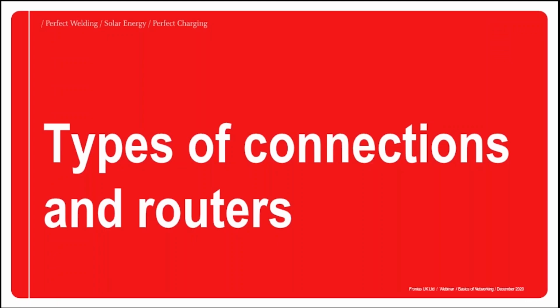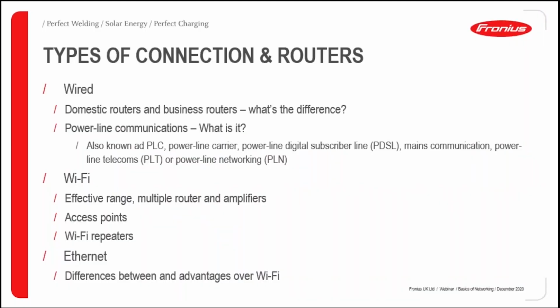Great, thanks, David. Okay, so good morning, everyone. And as we said, we're going to start by taking a look at some types of connections and routers. So we'll take a look at wired and domestic and business routers and what the difference between them is. And we'll take a look at the power line communications and the basics of what that is as well. And then we'll also move on to Wi-Fi and its effective range, the benefits of multiple routers and amplifiers. And as you can see there, we'll also look at Wi-Fi repeaters and Ethernet and so on.